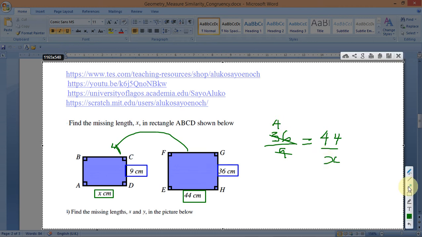So if I cross multiply now, I have 4x equals 44. So therefore x will be what? 4x equals 44. Then x is 11. So x equals 11. Guys, hope that is clear.